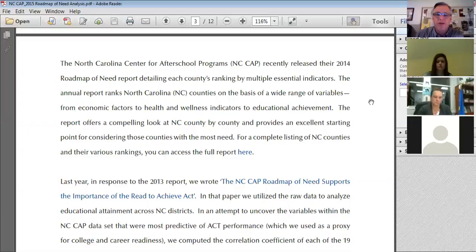But the Public School Forum and the North Carolina Center for After School Programs create this document together. And what it looks at is 20 different behaviors around 4 areas. The areas are health, youth behavior and safety, education, and economic development.